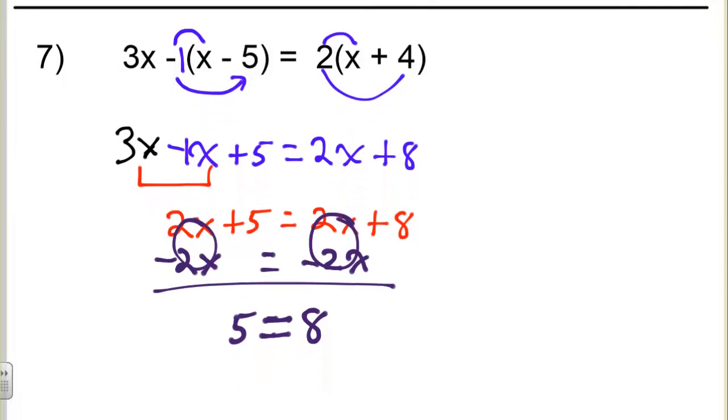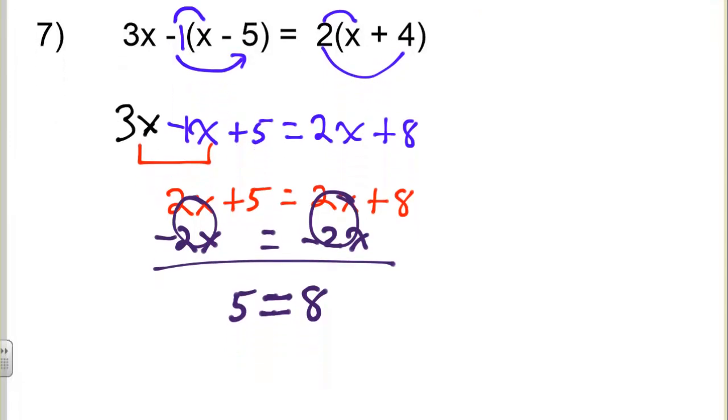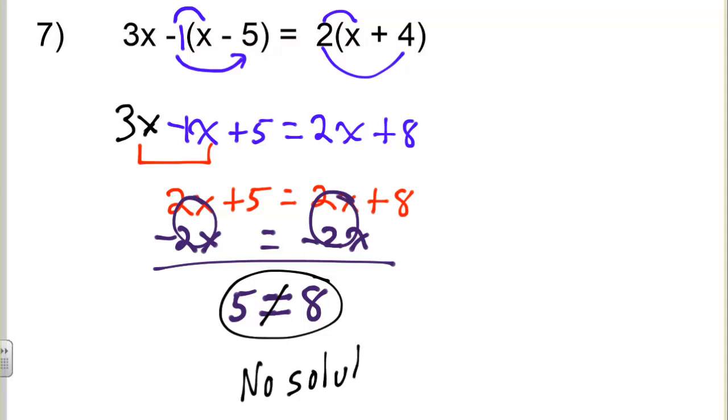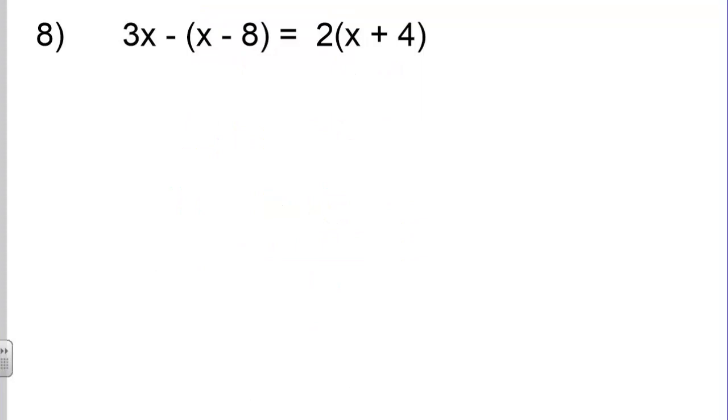Now you'll notice there's no more variable left in the problem. What we want to ask ourselves is: is this expression true or false? If that answer is true, then what you have is something called an identity. If that answer is false, then there's no solution. Now we can clearly see 5 does not equal 8. Therefore, we say this problem has no solution. So anytime your variable drops out of the problem and the remaining equation is not true, we say that the equation has no solution. Now compare that to example number 8.